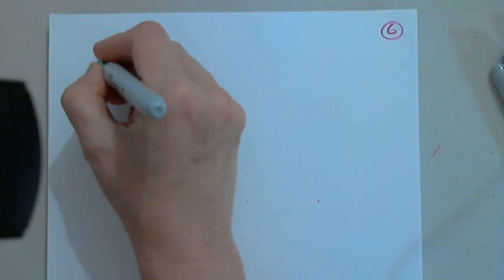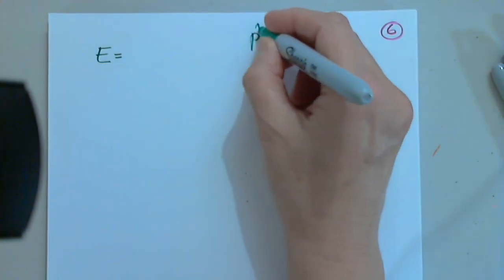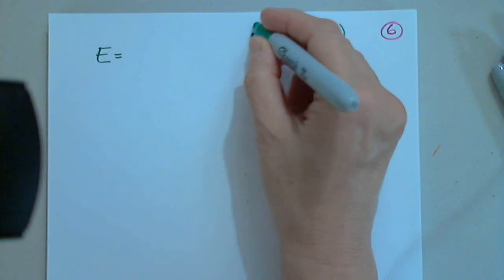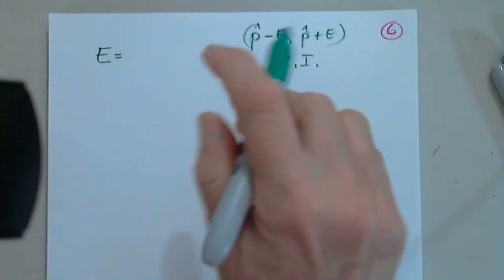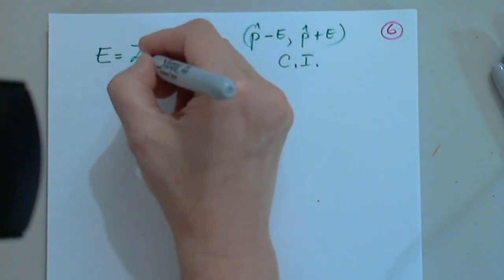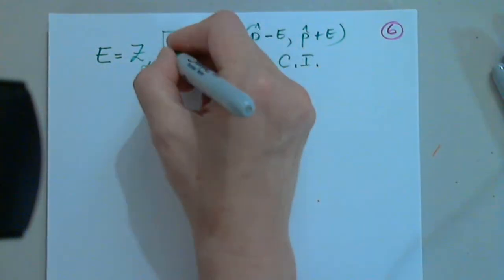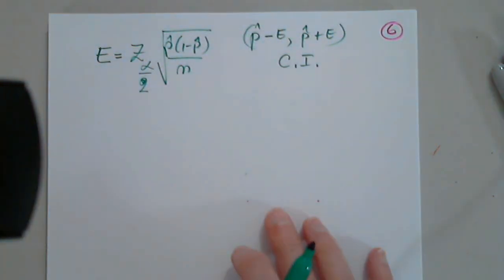I have to stop sharing for a second. Okay. So we know that the margin of error comes from p hat minus the margin of error, p hat plus the margin of error, and this is the confidence interval. The margin of error for proportions, as we know, is z alpha over 2 times the square root of p hat times 1 minus p hat divided by n.